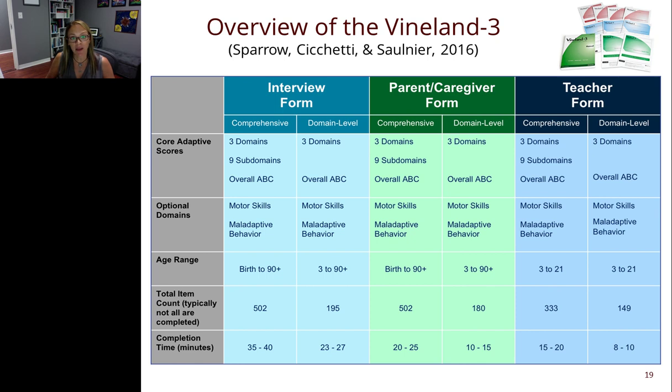But the Vineland-3 now has a briefer domain level version of each form that I would strongly suggest you only use for eligibility purposes. If you need your adaptive behavior assessment to inform treatment and intervention, I would use the comprehensive form because you're going to get a lot more information there. The Vineland is for ages birth through 90 plus. And depending on the version you're using, it could be 45 minutes to an hour for the interview and shorter for the rating scales.